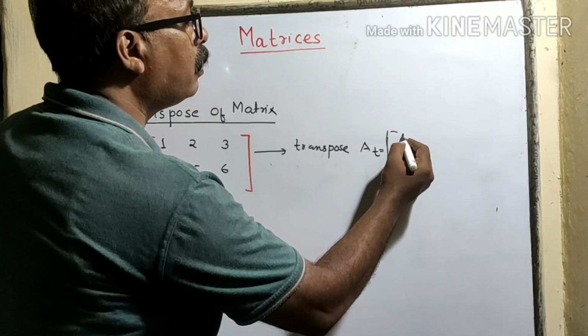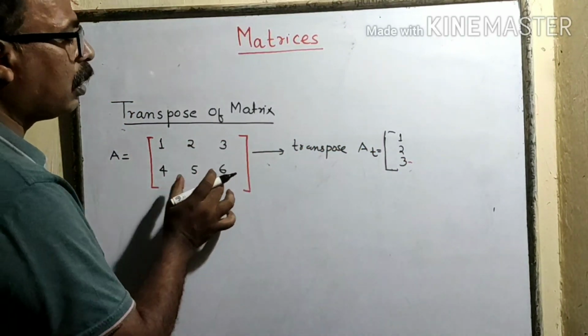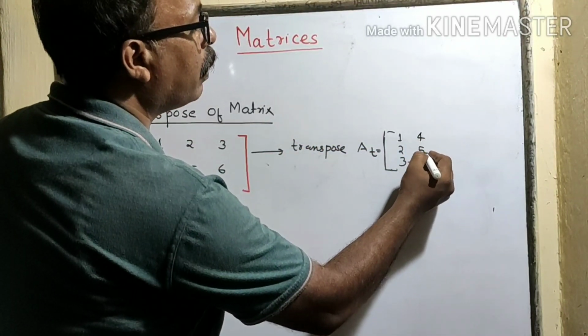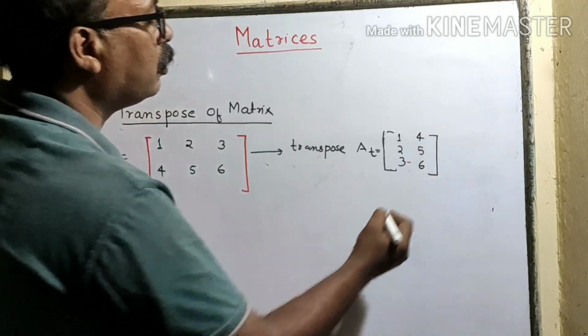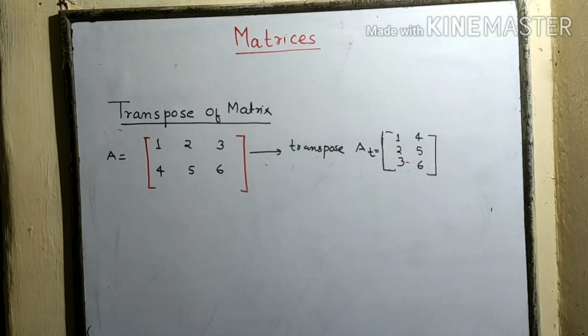There, what we'll do is convert row to column and column to row. So it will be 1, 2, 3. This row has become a column, and this will be written as 4, 5 and 6. So we are interchanging the order. Row becomes column, column becomes row.